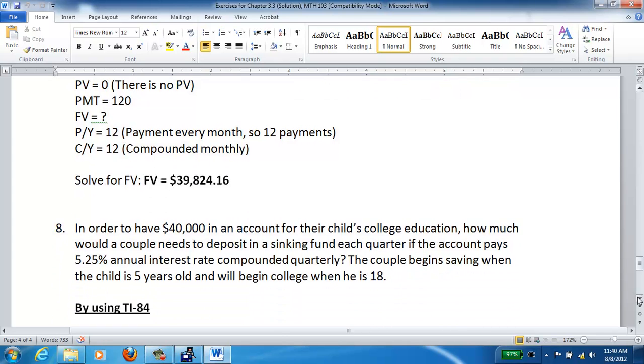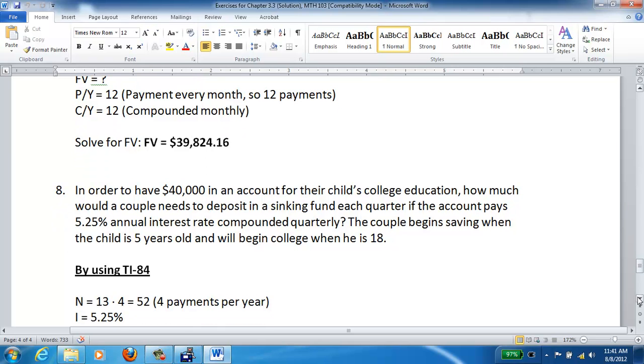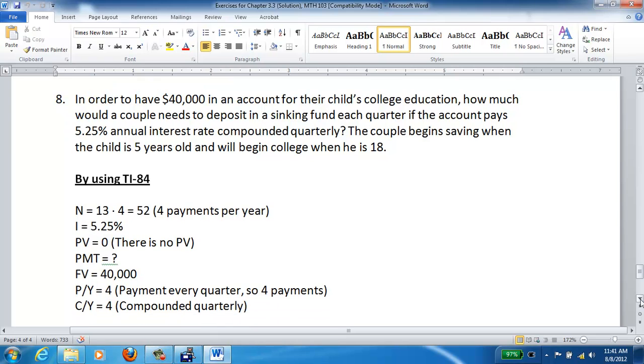Let's go to see the last problem. 7 and 8, again you know how to use the graphing calculator. Let's do the last one. So in order to have 40,000 in an account, how much you have to deposit quarterly? That means now every 3 months, 4 times per year. And again be careful with the n. The n is going to be now 13 because the child is 5 years old, and then he's going to begin college when he's going to be 18. So now we have 13 years times 4 because it's quarterly.